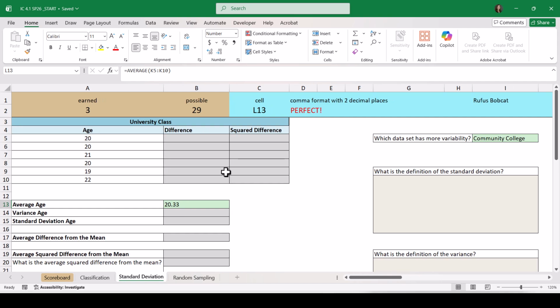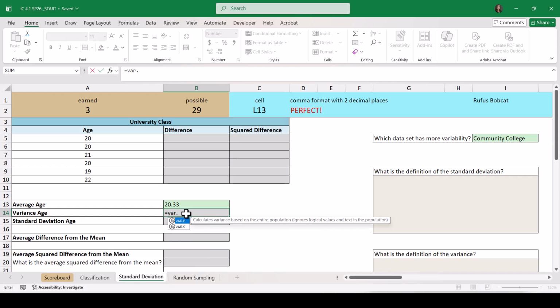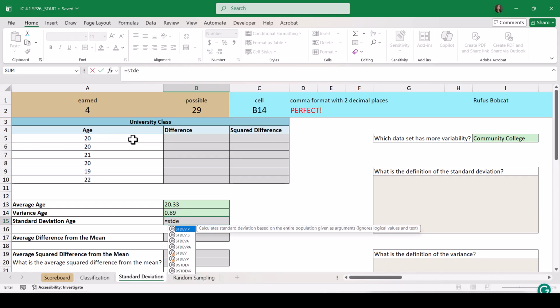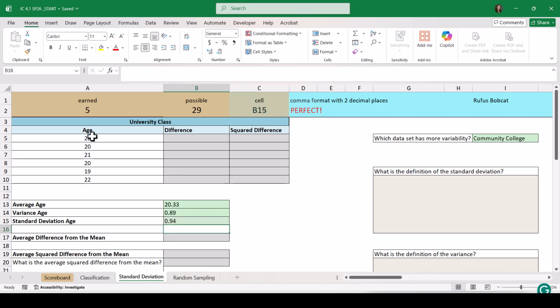So we compute variance and the standard deviation to represent variability. And we're going to do this with the .p version. So remember, when you compute variance or the standard deviation, you have .p or .s. And that depends on whether you're working with a population data set or a sample data set. So for this example, we're just going to act like this is a population data set. So I have a variance of 0.89 and a standard deviation of 0.94. But what do these numbers mean?